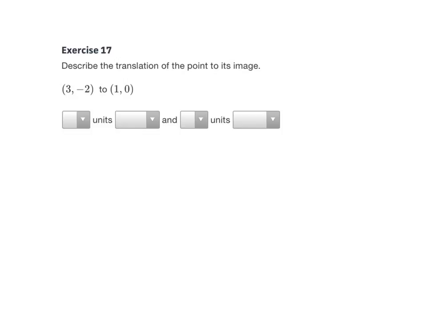Question number 17. Describe the translation from the point to its image. So here's our original, right? How do you go from 3 to 1? What's happening to the x value? The x value going from 3 to 1 means that you minus 2, right? And on the y value, how do you go from negative 2 to 0? Negative 2 to 0 means that you had to add 2.